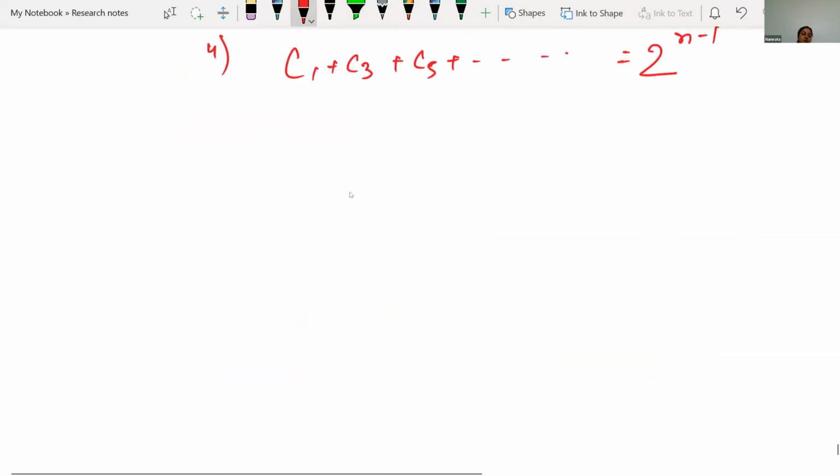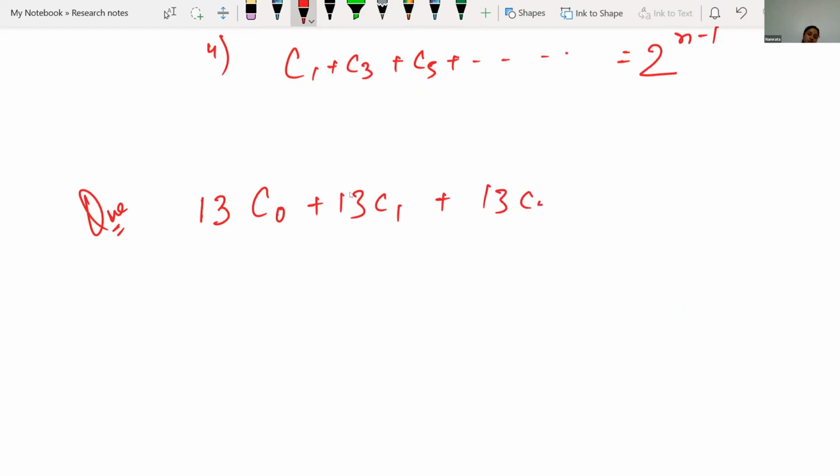Yes, ma'am. Let's do one question so that you will be able to understand it also. So the question is 13C0 plus 13C1 plus 13C2 plus 13C3 and so on is equal to what? We can see every term is there. So it is property number 1, which says 2 to the power n, right? That will be the answer. Getting it? Yes, ma'am.